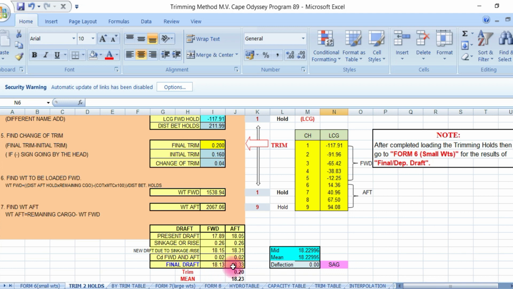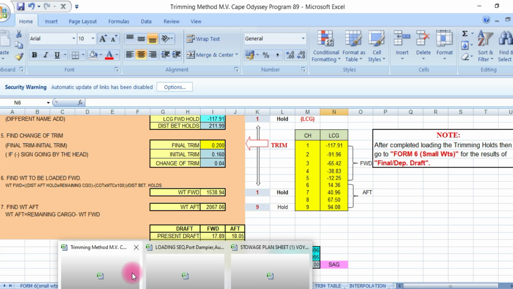So this will be your departure drop. Your departure drop will be forward is 18.13 and up is 18.33 with a trim of 0.20 meters. And your mean will be 18.23, with zero deflection. So we will take this draft forward and up. Forward is 1813 and up is 1833.